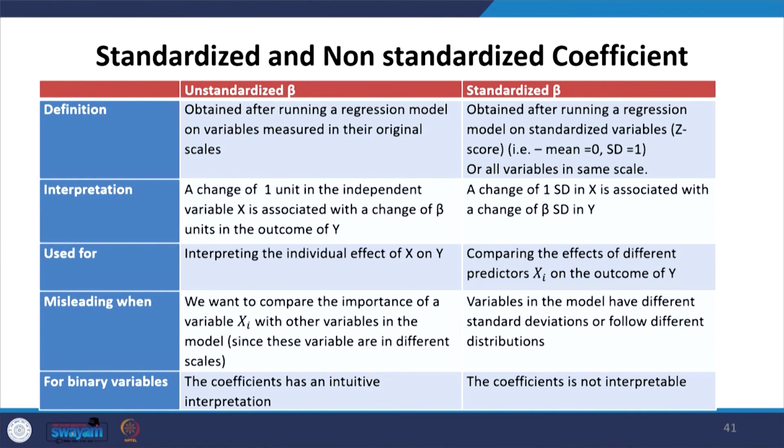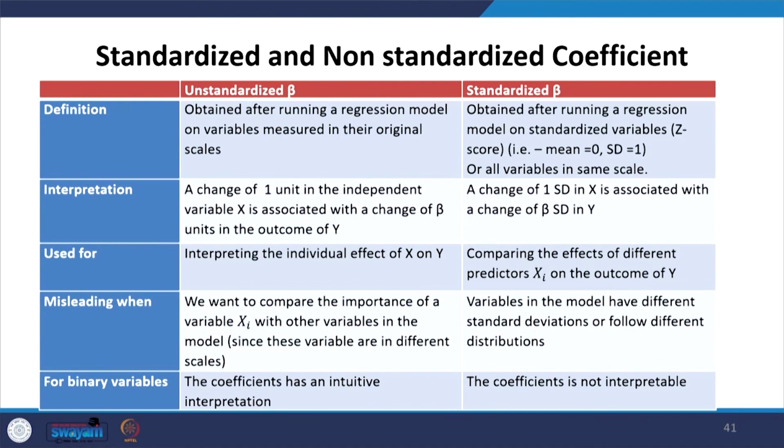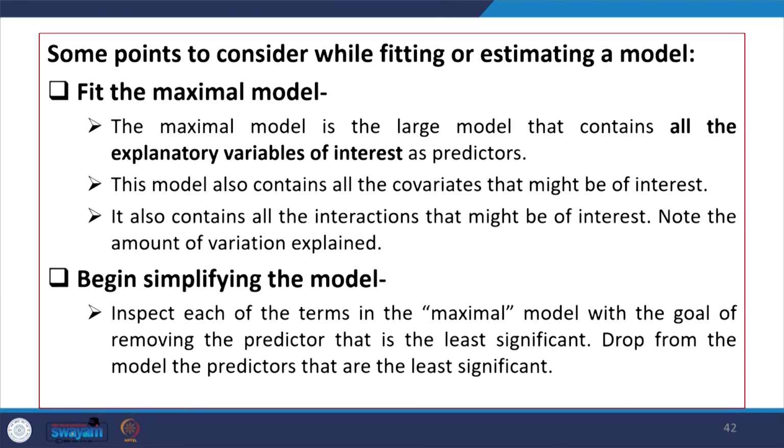Standardized and unstandardized coefficients, by definition, by interpretation, how they can be misleading, and how they are regarded in the case of binary variables. All those things, I am sure, if you read, you will be able to understand the difference between unstandardized beta and standardized beta. I am not going through it in detail; the basic meaning I have already explained. I am sure you will understand this.